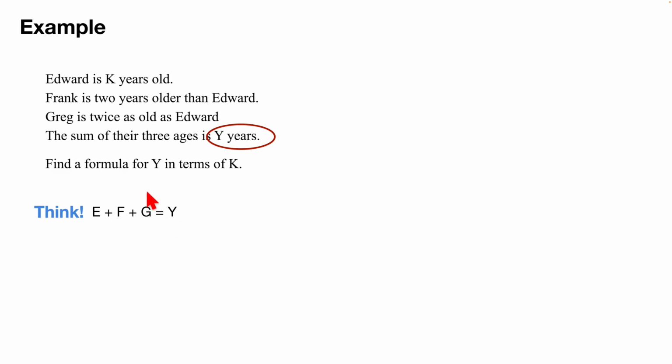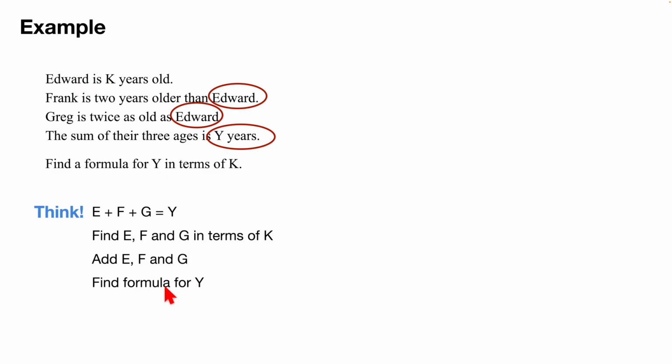First opening gambit. We also see Edward is K, right? Frank is 2 years older than Edward. Greg is twice as old as Edward. Edward features in everything. Nice. So I am going to find E, F and G in terms of K. But I'm going to do it using the fact that they are related to Edward, and Edward is K. They haven't made it that difficult for us, thankfully. And then we're going to add them all together, and we're going to find the formula for Y.